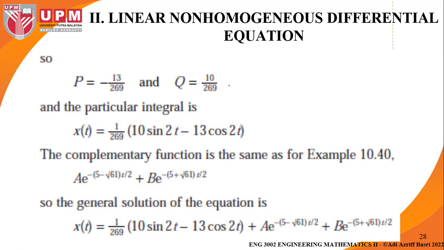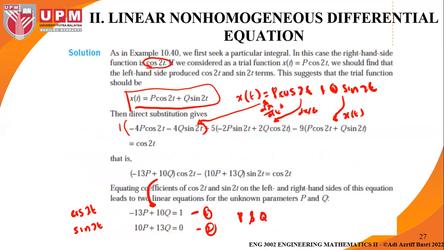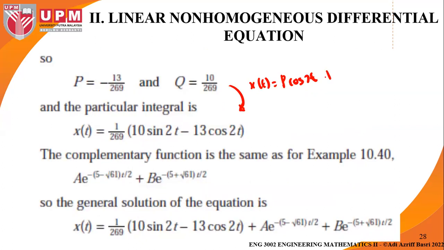Okay, so this one you can put into the main equation just now, which is xt equal to p cos 2t plus q sin 2t. So you put in your p, and this will become negative 13.269 cos 2t plus q, which is 10 over 269, sin 2t.